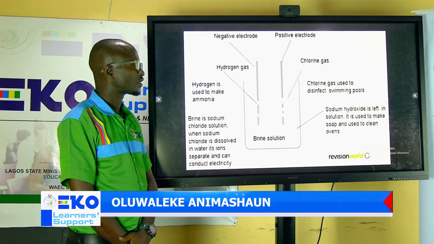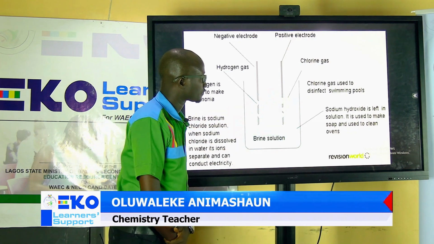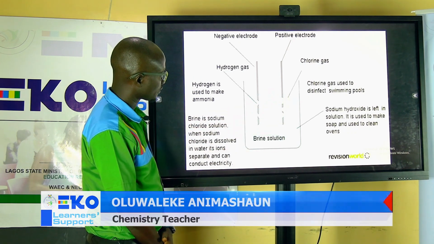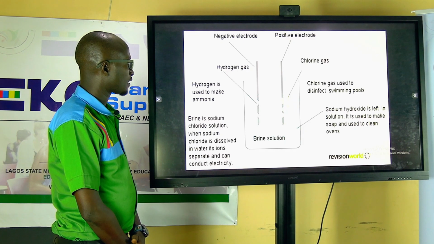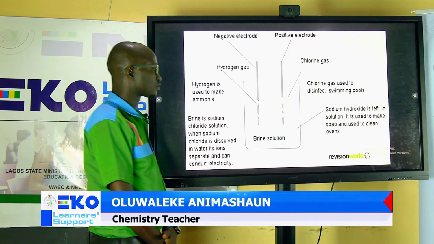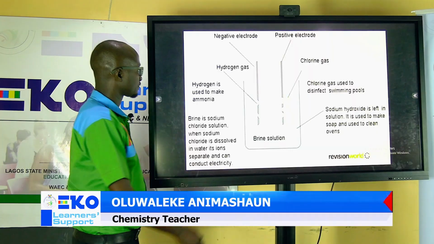So in our swimming pools that we swim in, chlorine is used to make it better. While sodium hydroxide that is left in the solution is used to make soap and used to clean ovens. Why is sodium hydroxide left in the solution? We'll get to know all this very soon.